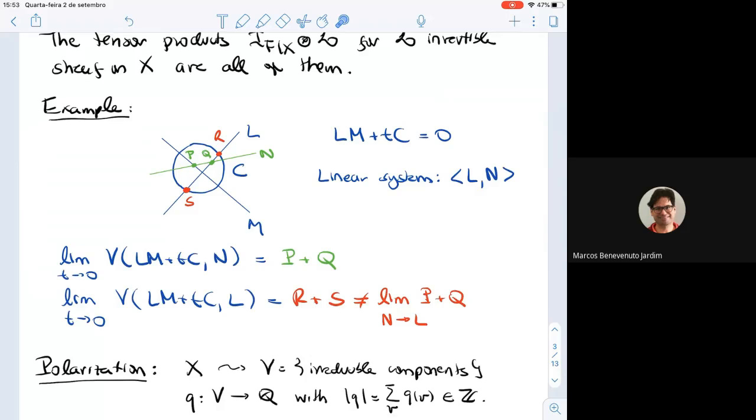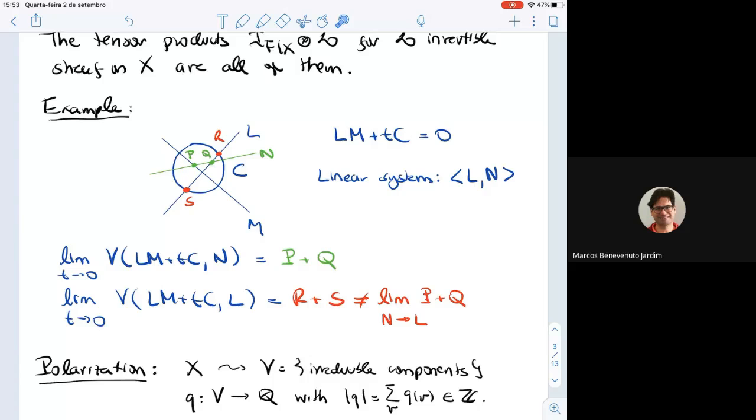We're going to come back to the example. But let's look then at how the compactifications of the Jacobians have been constructed for reducible curves so far. So they made use of a polarization. So what's a polarization? A polarization is the following. You have your nodal curve X.